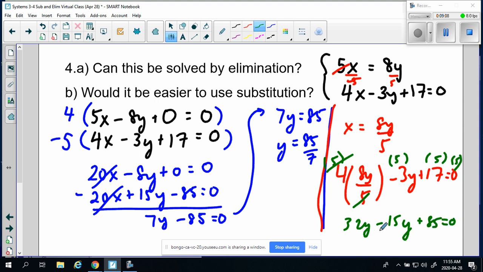And you could continue by combining the like terms. And if you did that, I believe you would still get 85 over 7. So this should be 7y plus 32 minus 15, 17y plus 85 equals 0. So in the green section, I'm just going to finish up here.